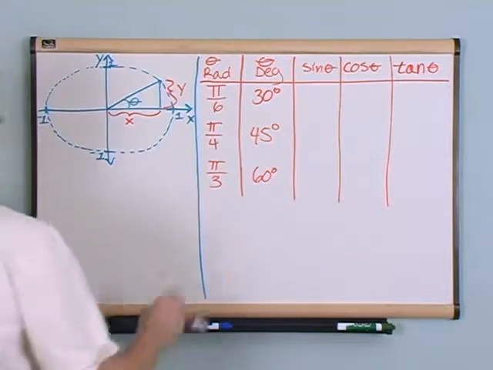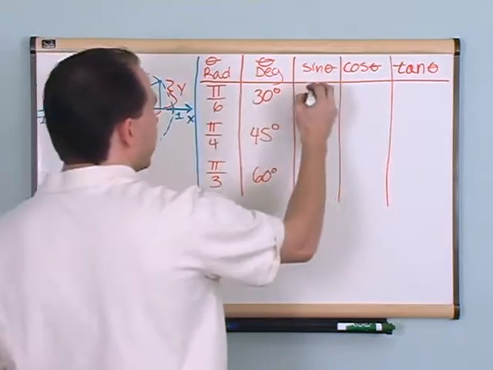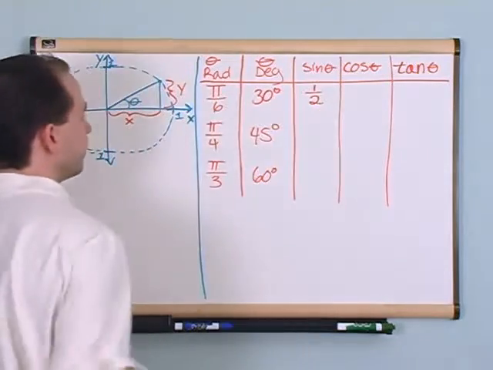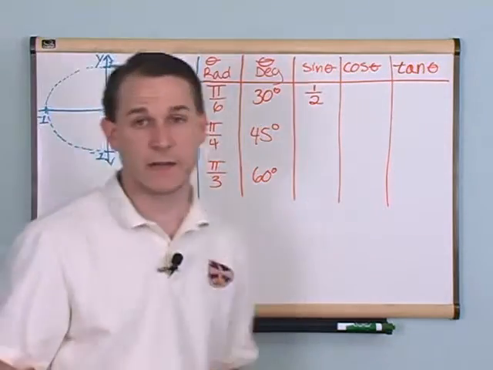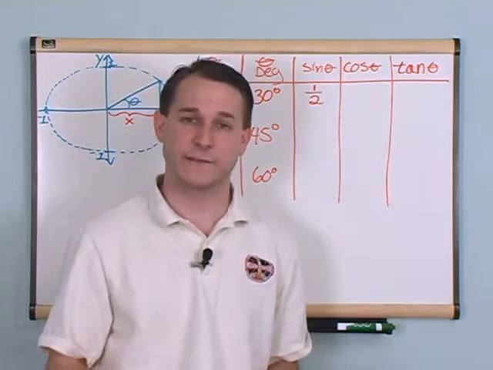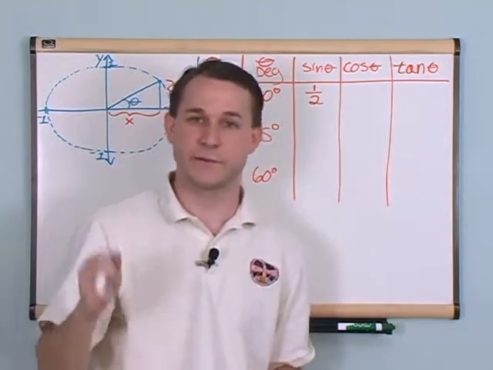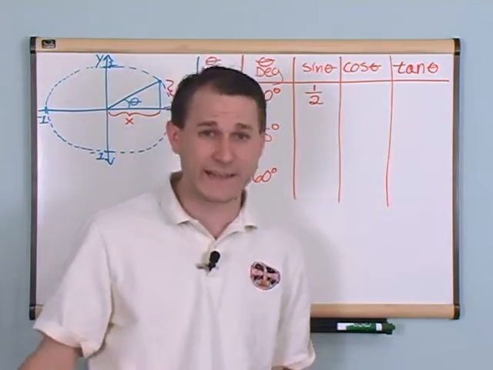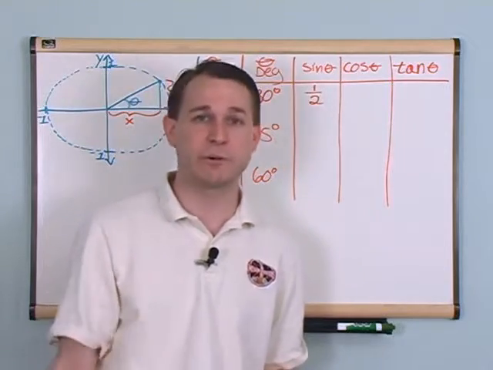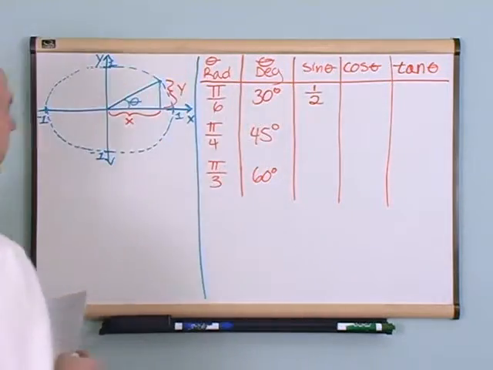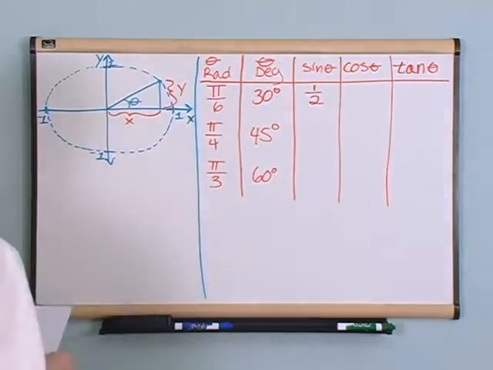Okay? The sine of 30 degrees is 1/2. I got to be honest with you, the first time I learned this, I sang a song. Sine of 30 is 1/2. Sine of 30 is 1/2. Sing that song for you. Sine of 30 is 1/2. You just need to memorize that, so do it. It's very important. Okay? Sine of 30 is 1/2.